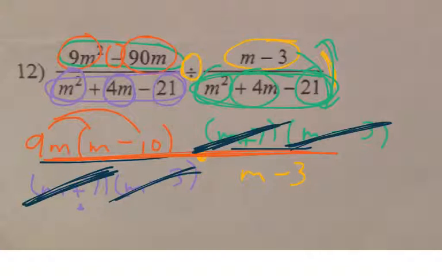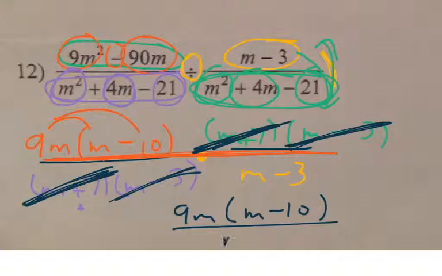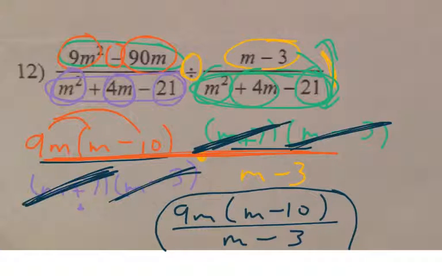So notice my final answer is just simply 9m times m minus 10 over m minus 3. And that is what we call the simplified form. The only thing else we could do is distribute that 9m, okay? But we'll just leave it in factored form. Pause the video if you need to.